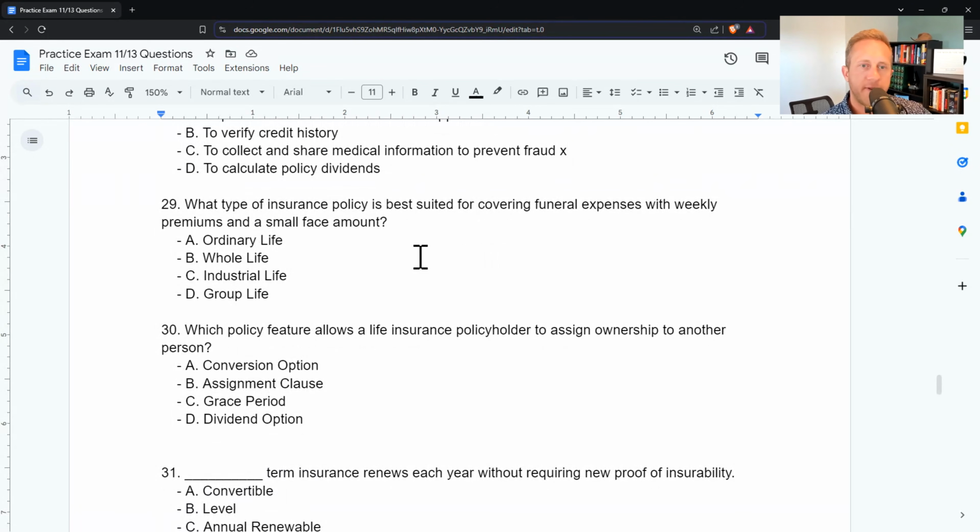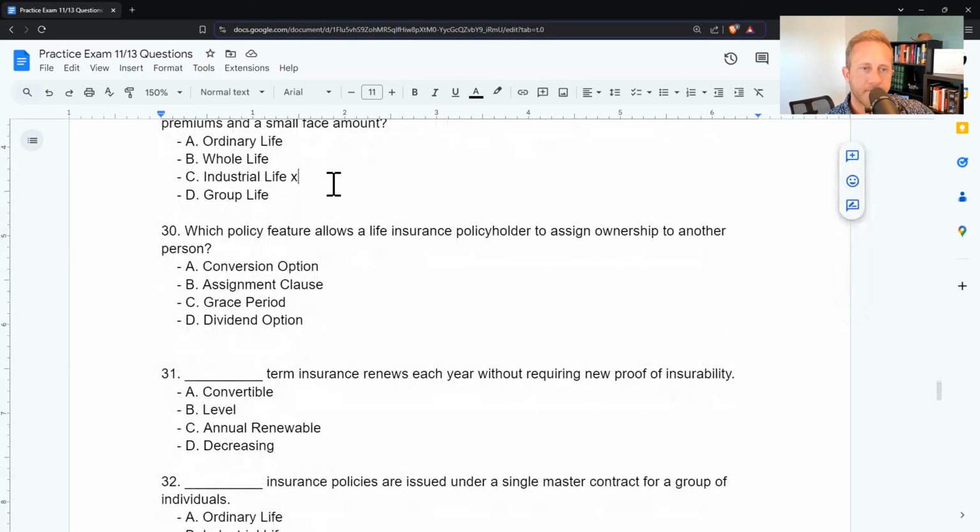Okay, what type of insurance policy is best suited for covering funeral expenses with weekly premiums and a small face amount? Ordinary life, whole life, industrial. Well, this is a confusing question. Really, it is whole life, and it could be ordinary life as well. But it's industrial life. That's an obsolete type of insurance. People don't really sell this anymore, but they do talk about it in courses and on some exams. So keep in mind, the premiums are collected weekly, and it's very small face amounts for industrial life insurance.